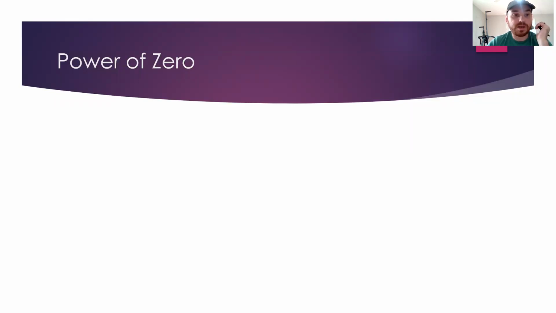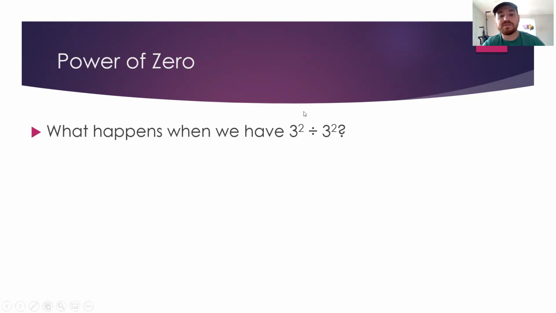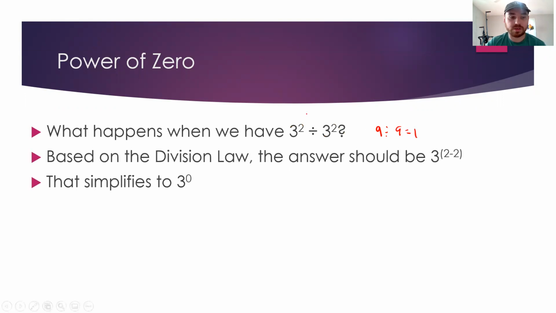But for right now, we're going to focus on powers of zero. So to introduce this, what happens when we divide 3 squared divided by 3 squared? Now, we could do this by hand, right? Pretty easily. 3 squared is 9 divided by 3 squared, which is 9. That gives us 1. So we know 3 squared divided by 3 squared is 1.